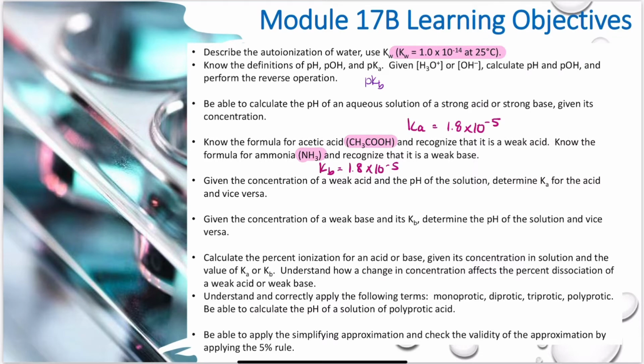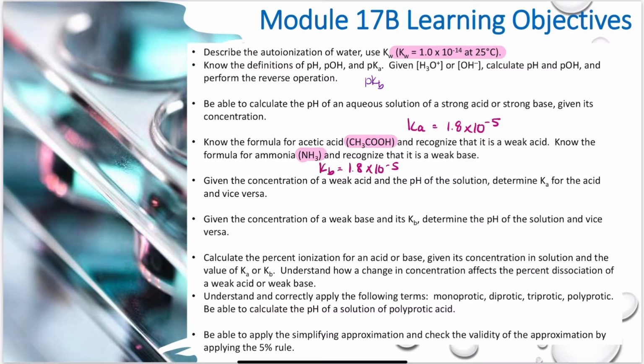If you're given the concentration of a weak acid and the pH of the solution, you should be able to determine the Ka and pKa for the acid and vice versa. If you're given the concentration of a weak base and its Kb, you should be able to determine the pH of the solution and vice versa. You should also be able to calculate pKb. I need you to be able to calculate the percent ionization for an acid or base if you're provided with its concentration in solution and the value of Ka or Kb.